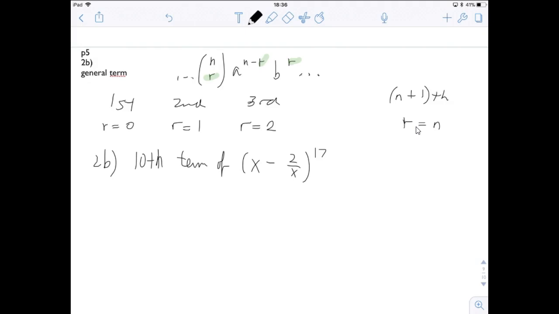So if you know which term you want, you can figure out what the r value is, and if you don't remember exactly how to do it, I would write this list out.